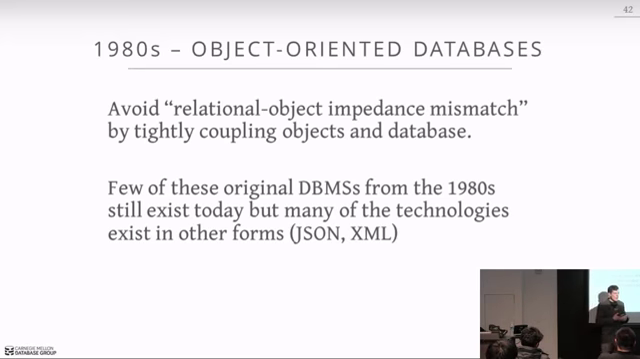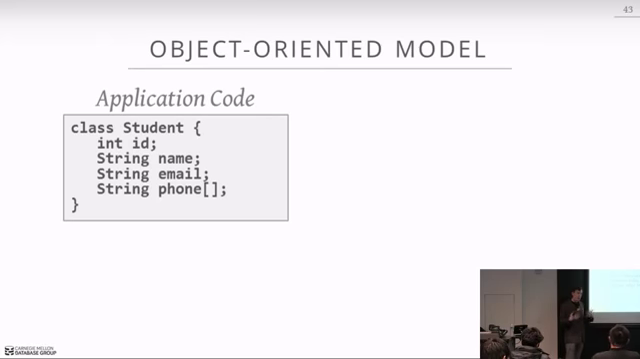You've probably never heard of them because they don't exist anymore. Or if they exist, they're barely used at all. But a lot of the techniques that they came up with at the time are actually used in some of the NoSQL systems and relational database systems today. So basically, you can think of the object model as the same as a document database or a JSON database or an XML database.